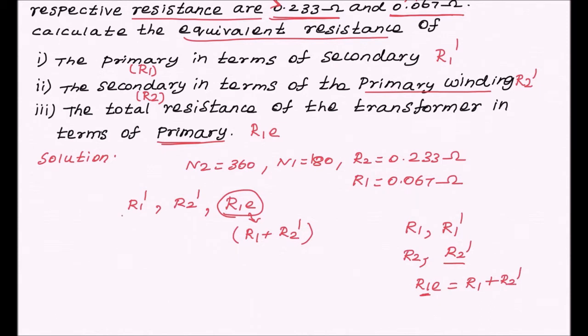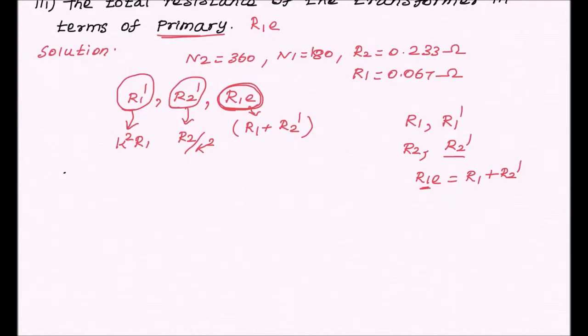So for this problem we have to calculate R1 dash, primary winding resistance referred at the secondary side, and secondary winding resistance referred at the primary R2 dash, and the total equivalent resistance referred at the primary R1E. The formula for R1 dash is nothing but K squared into R1. Then R2 dash is nothing but R2 divided by K squared. Here K is the transformation ratio. First we have to calculate K. K is nothing but transformation ratio, which is N2 by N1. So N2 is given as 360 divided by N1 is given as 180. So it is 2. So K is 2 now.